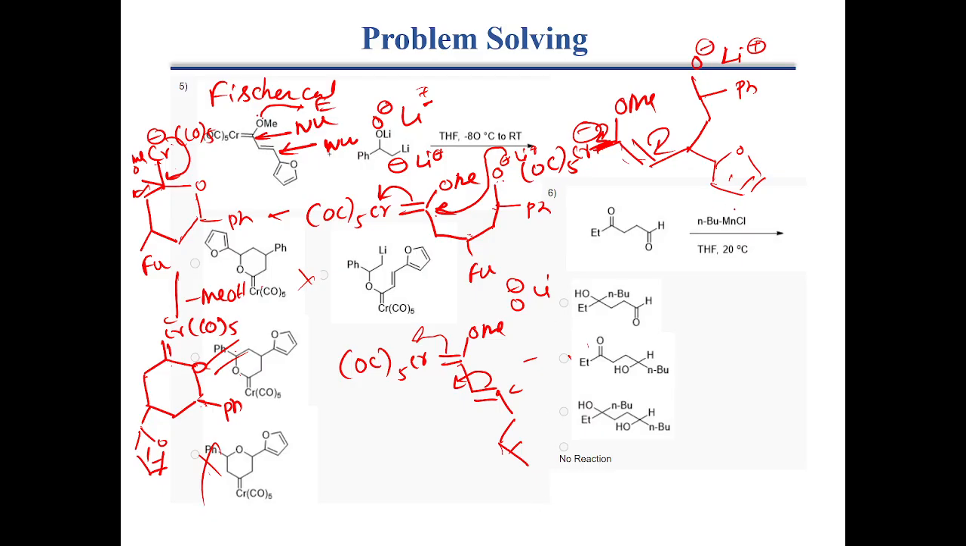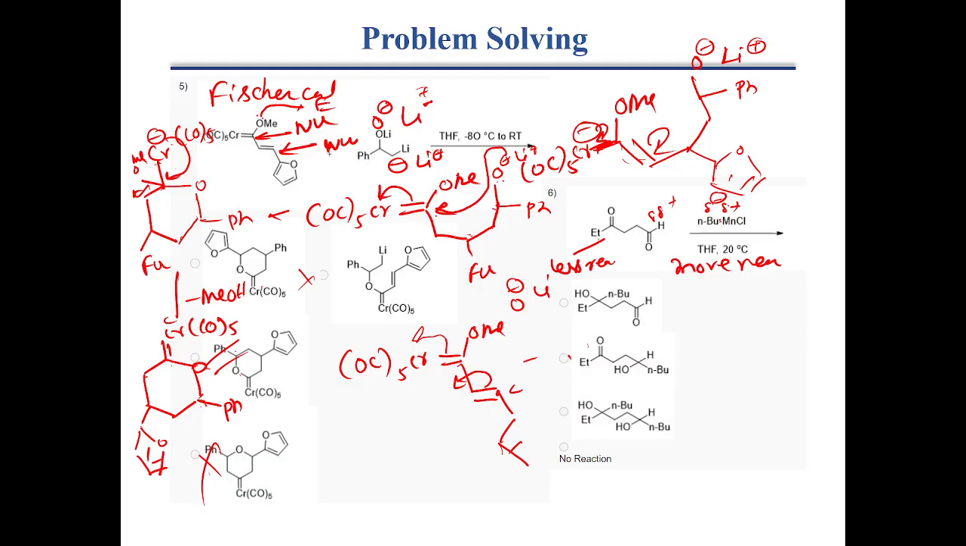So in butyl manganese chloride, manganese can also act as a Lewis acid. This is the manganese, the Lewis metal is electropositive, and this is electronegative. So between aldehyde and ketone, aldehyde is more electropositive, or more reactive than ketone. This is less reactive.